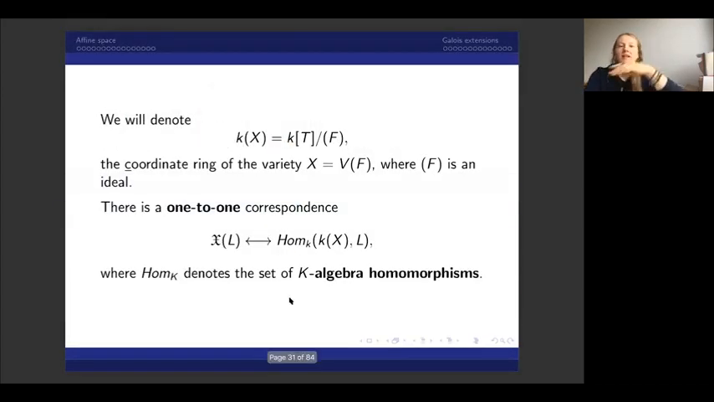Anyway, here I am in the perspective of creating a dictionary and a bridge between two languages. So let's continue, and then we will come back to the notion of point. So we denote this here. This is a coordinate ring of some given variety, right?